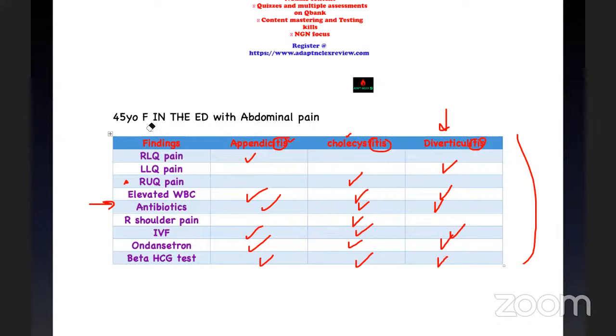So, a 45-year-old female in the emergency room with abdominal pain. The way you can distinguish them is based on the pain location and based on the diagnosis. The treatment plan changes with that. Okay, questions?